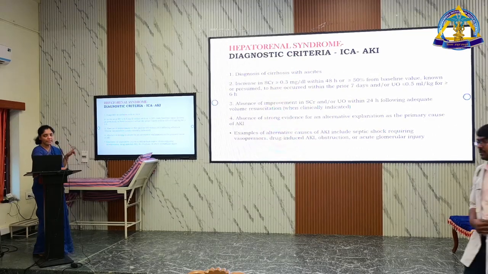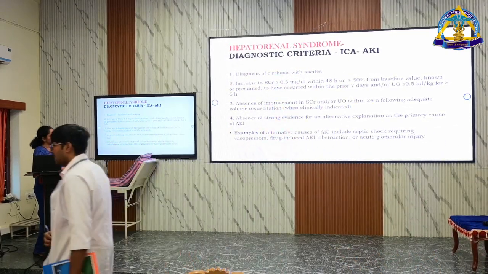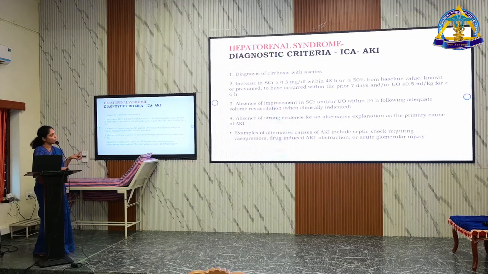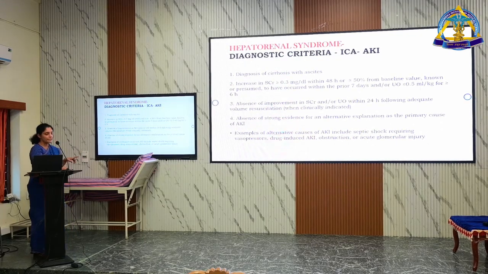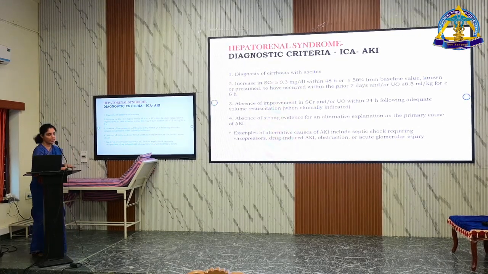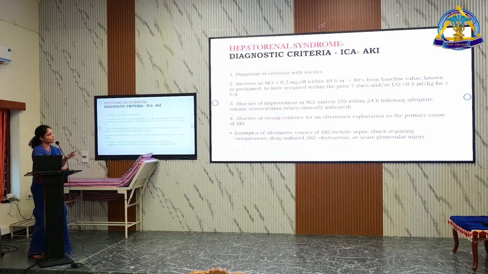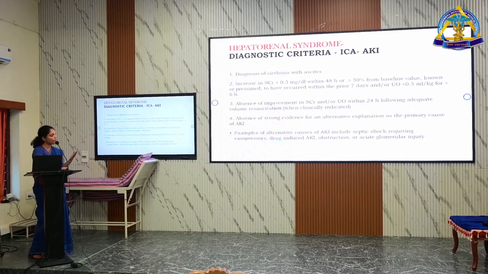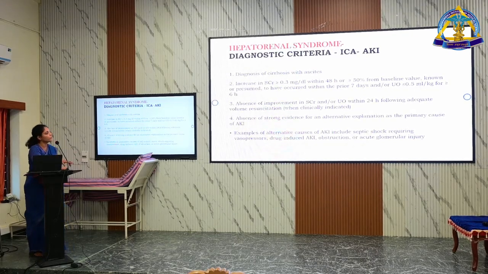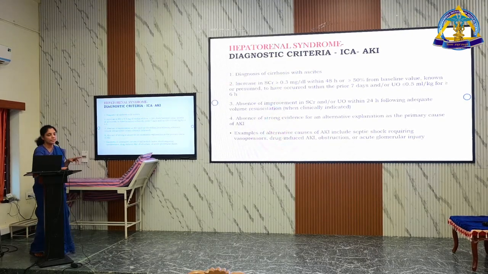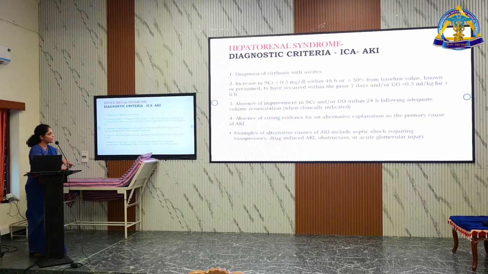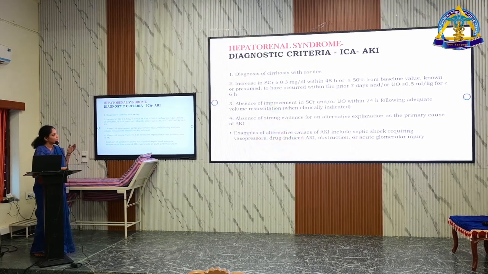Diagnosis of cirrhosis with ascites. See the baseline value: if there is an increase in serum creatinine of more than 0.3 milligram per deciliter from the baseline within 48 hours, or within 7 days if there is a more than 50% increase from the baseline value. And now the new criteria define the urine output also. If there is a decrease of urine output to less than 0.5 ml per kg for more than 6 hours, you can say that as renal dysfunction. Then there should be the absence of... So then this is the stage of AKI.